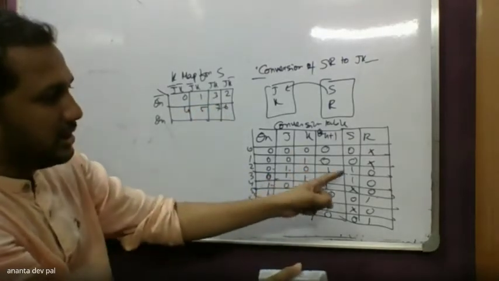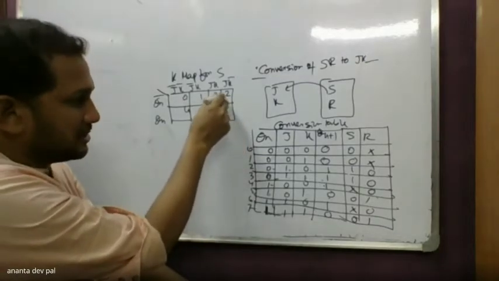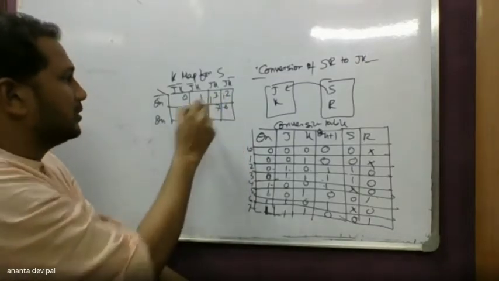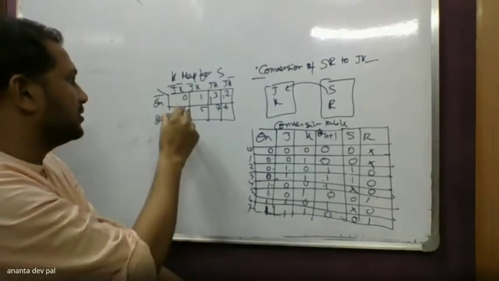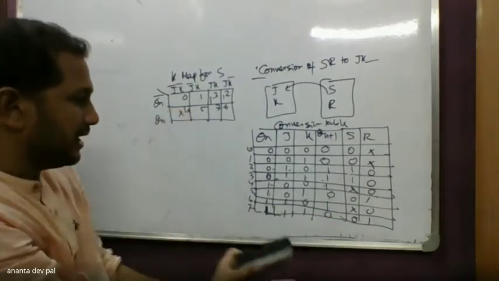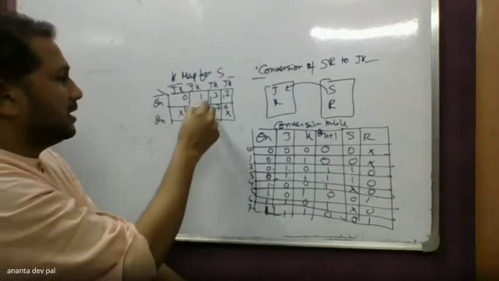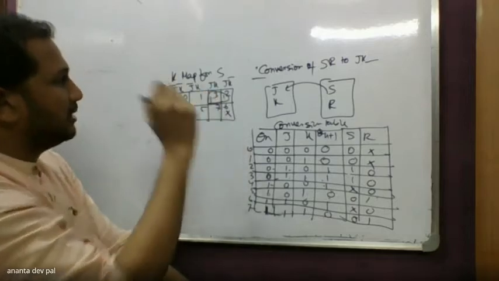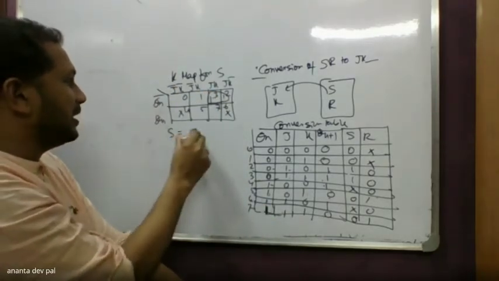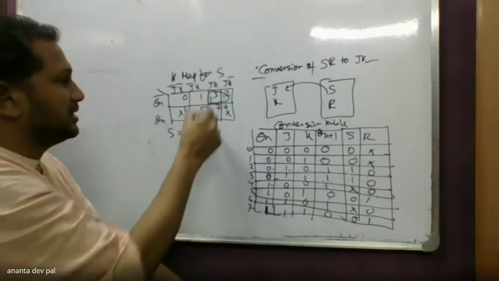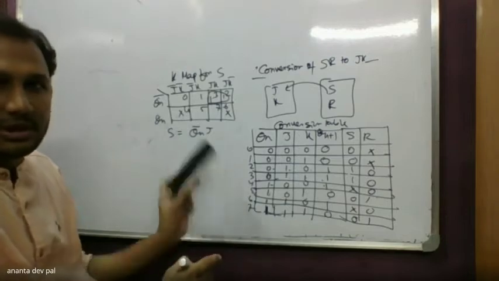Now see where the 1s are for S. We see a 1 at position 2, and a 1 at position 3, and crosses at 4 and 6. So these two 1s make a group, meaning S equals Q bar into J. Column wise J is common, row wise Q bar is common. So this is the K map for S.